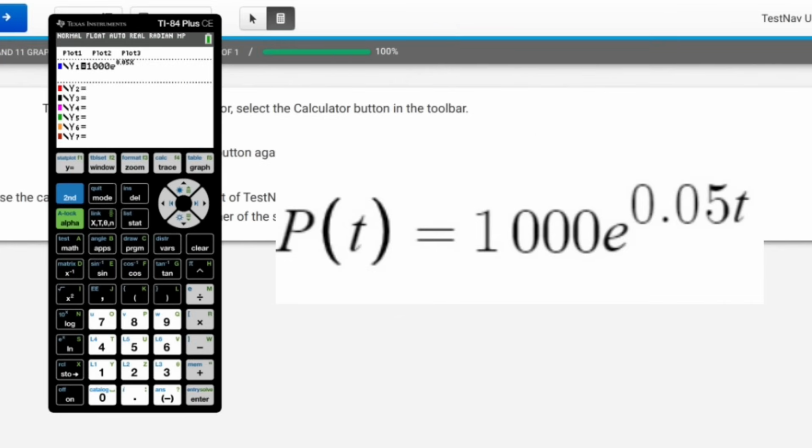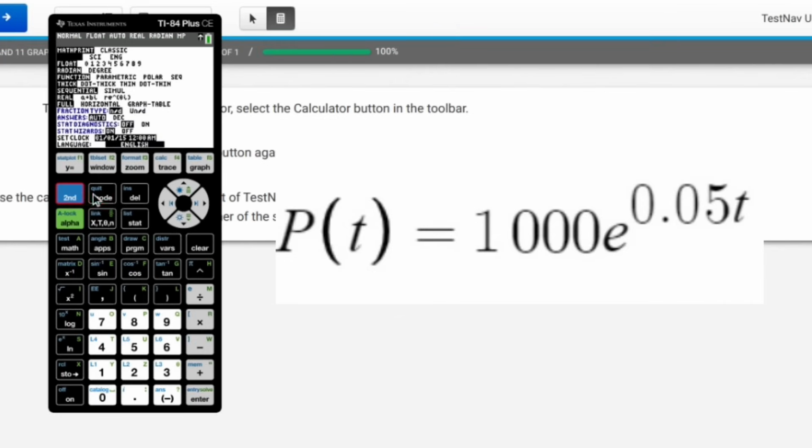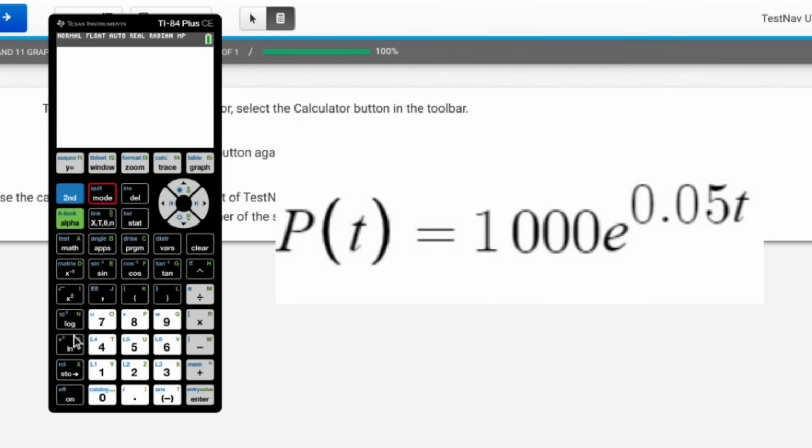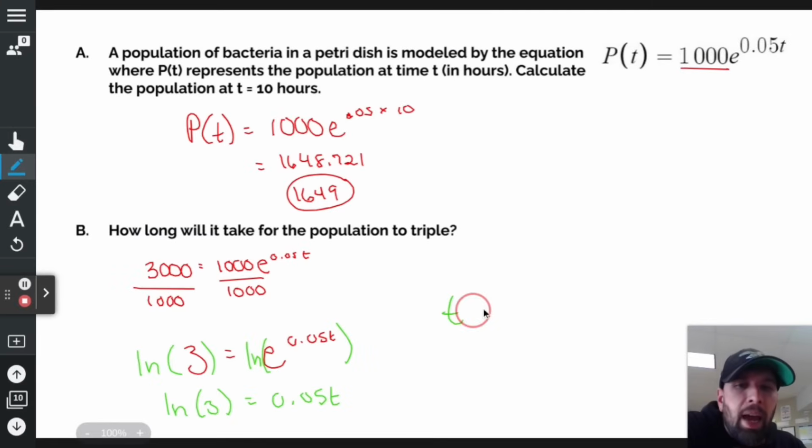All right, so the first thing I'm going to do to answer this is find out what ln of 3 is. Ln of 3 is that. Now, ln of 3 equals 0.05t. If I divide both sides by 0.05, I get my answer, and that answer is going to be, what are we doing, months, hours, 21.972 hours.